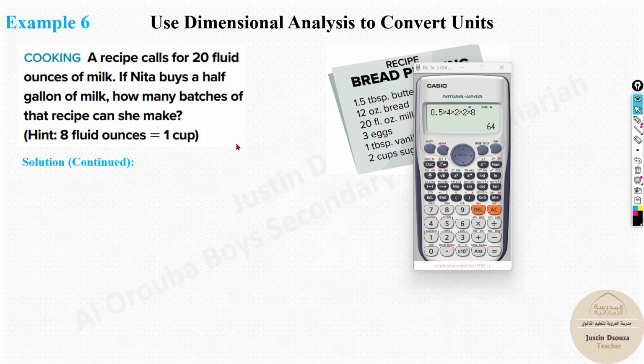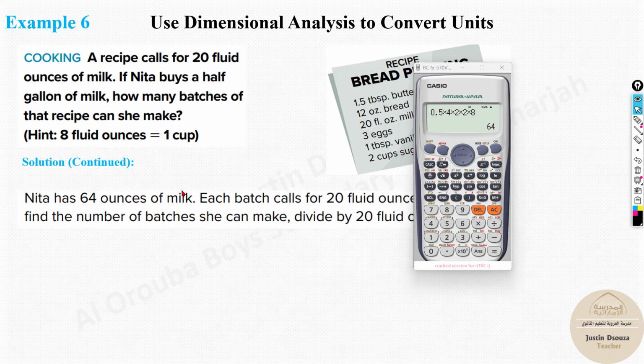Now, it's not over. 64 fluid ounces of milk she has, but for one recipe, one batch, she needs 20. So how many can she do in 64? Just divide 64 by 20. Why? Because one batch is how much? 20 ounces. Now she has how much? 64 ounces. Batches is how much?